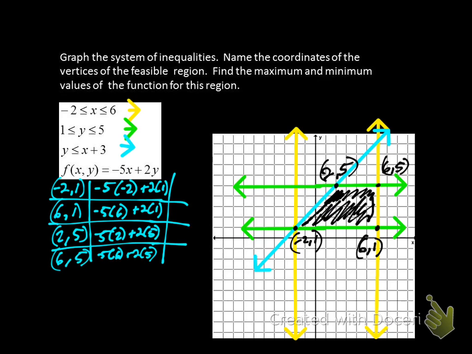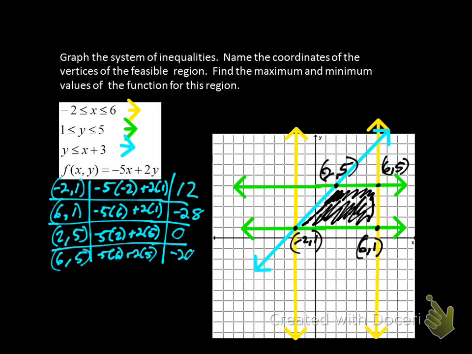Do those evaluations. This is positive 10 plus another 2, so you get 12 on the first one. Negative 30 plus 2, so negative 28. Negative 10 plus 10, so 0. And then negative 30 plus 10, so negative 20.